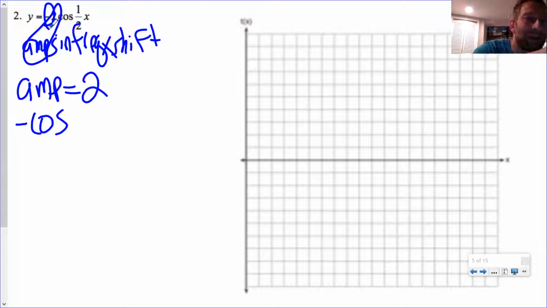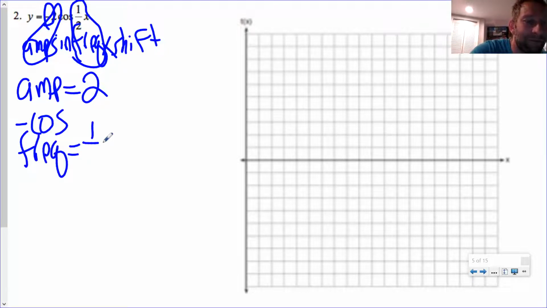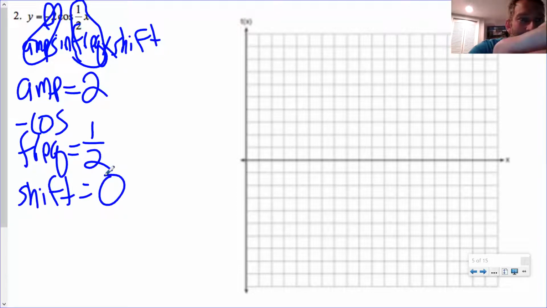After the sine or cosine is the freq. So the freq is a half. And then my shift is nothing in this example, since there's nothing after the x. So I sketch in my midline, my shift, which is 0. My amplitude is 2. So from the midline, I'm going up 2 and down 2.